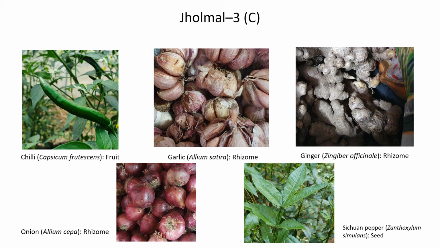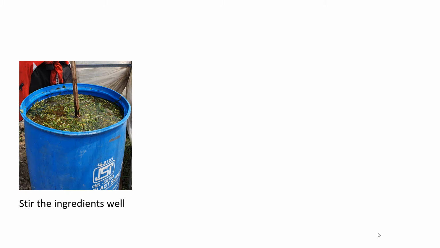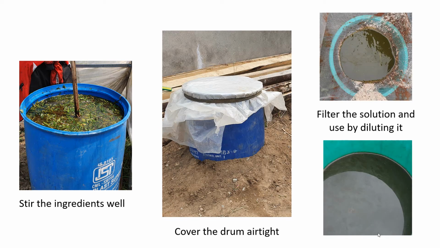Jholmal 3 Variation C. 1 kg of chili, garlic, ginger, onion, and leaves of Sichuan pepper were used. Chop and mix them all in a drum along with cattle or animal urine, effective microorganism, and water. Stir the ingredients well. Cover the drum airtight. Filter the solutions and use by diluting them.